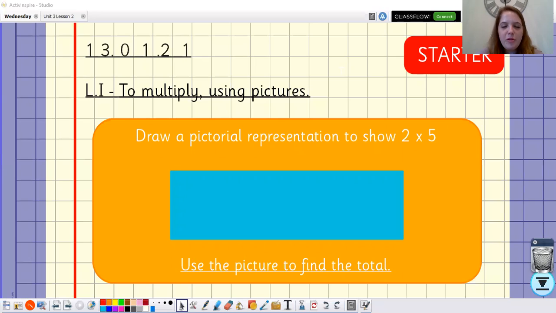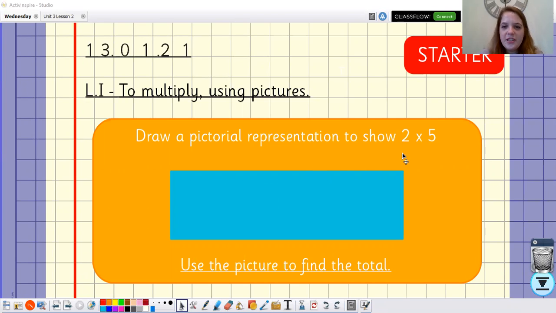Okay, now before we get started for our learning today, I'd like you to draw a pictorial representation to show 2 multiplied by 5. Remember, that's 2 groups of 5 or 2 lots of 5. Pause the video here. Now, once you've drawn the picture, I want you to write down the number sentence and see if you can find the total of 2 multiplied by 5. Let's have a go at that one now for me.